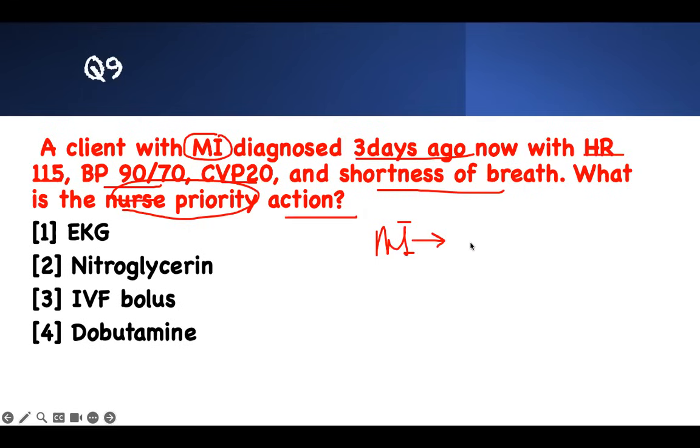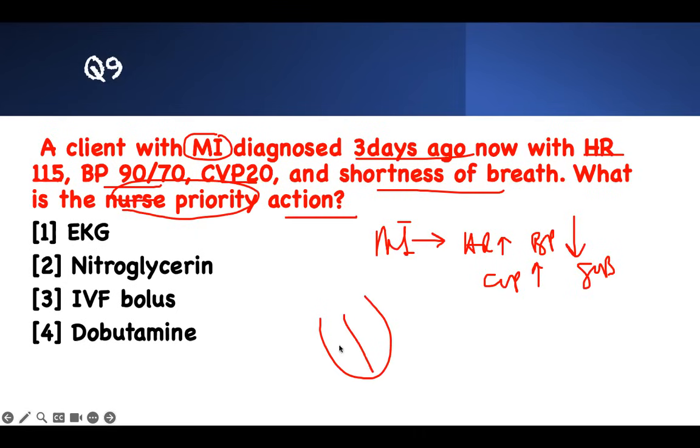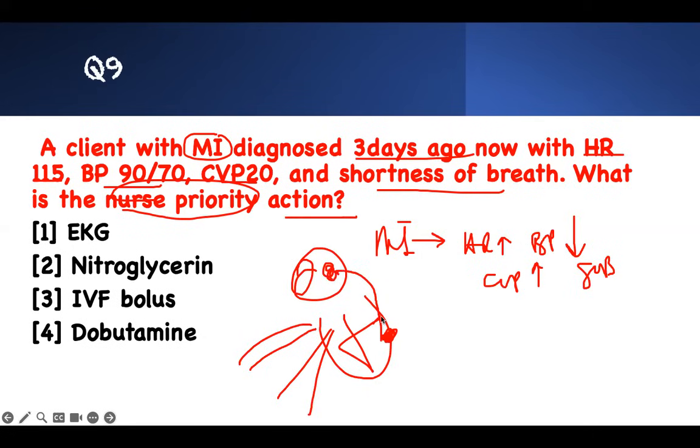I have MI. All of a sudden, 3 days later, my heart rate is up, my blood pressure is down, my CVP is up, and I have shortness of breath. This is your heart. Your lung is here. And you have the superior vena cava and inferior vena cava. You have a heart attack here, so this muscle is dying. All of a sudden, what happened? Your lung is in trouble. That means something is coming here. The lung cannot give the heart anything anymore, so there's a buildup of fluid.